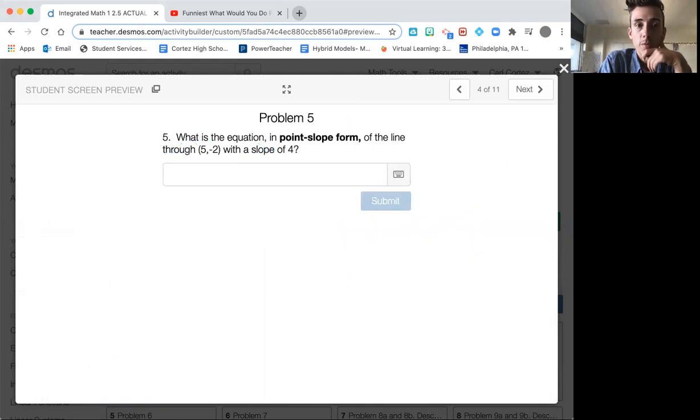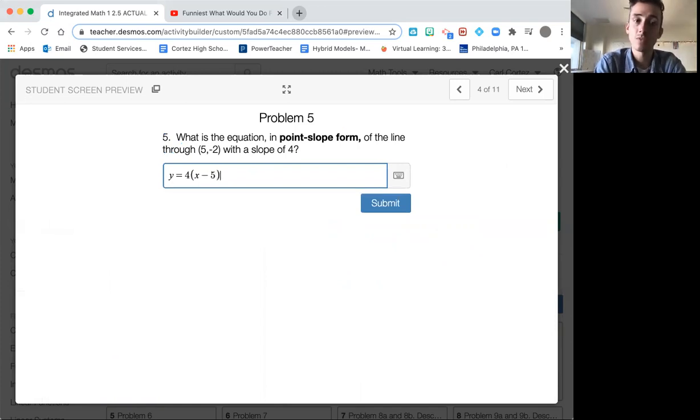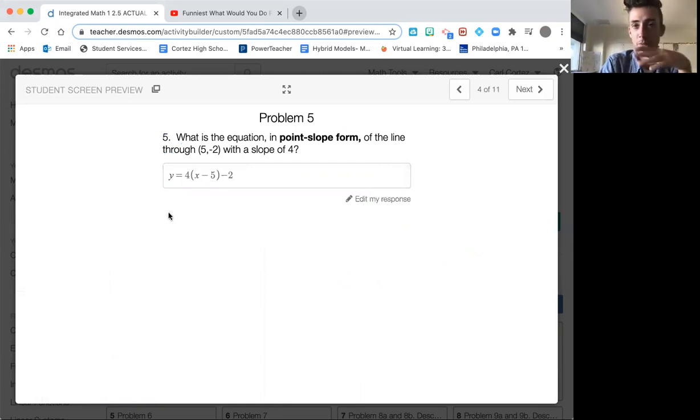In point slope form, we're given our point, we're given our slope. I'm going to use y equals 4(x minus 5) minus 2. Submit it, call it a day. This is based off of the previous problems, so make sure that you have that point slope form written out.